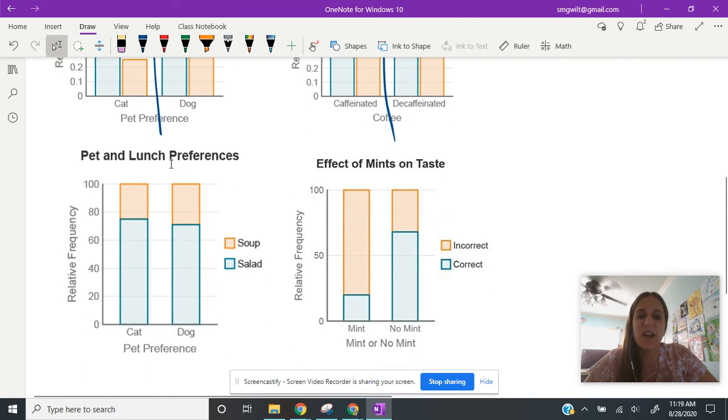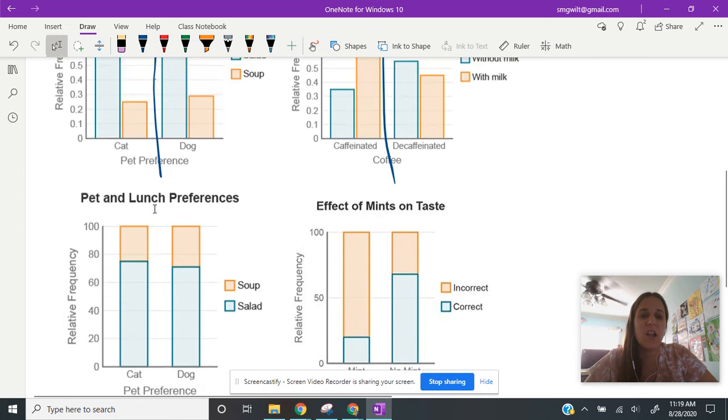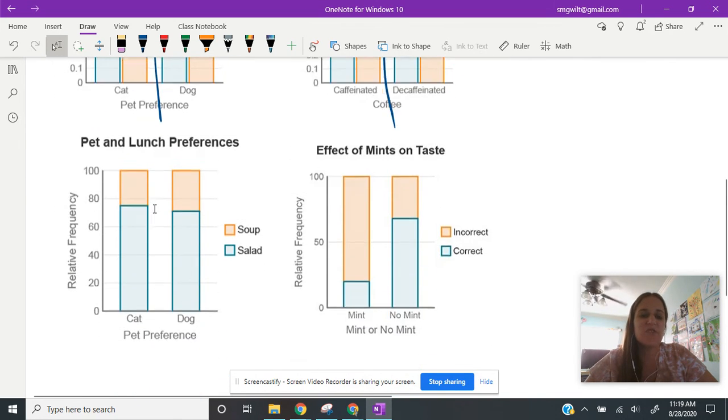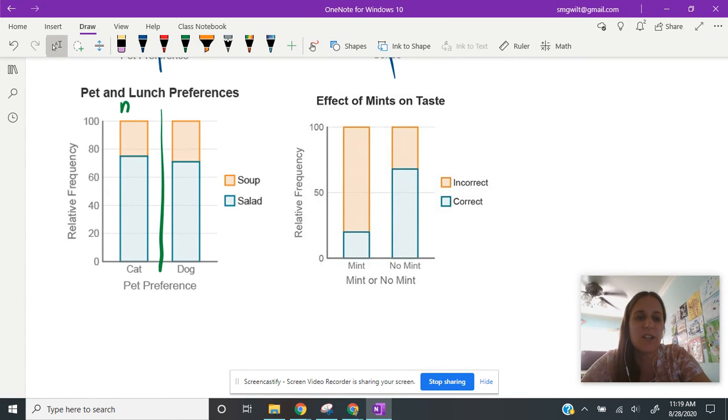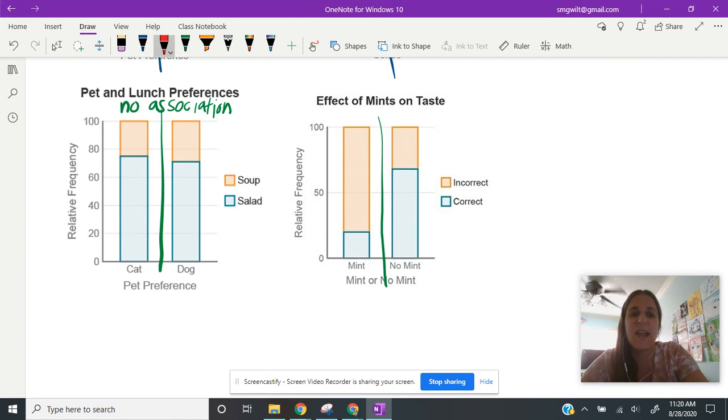This is actually the same graph just shown as a segmented, so we can see how the segmented looks similar. So this is still going to have no association because it is actually the same data. So since comparing these two bars, they look similar, there is no association. And then if we look at the effects of mint on taste, if we look at each bar, they look different. And so that means that there is an association.